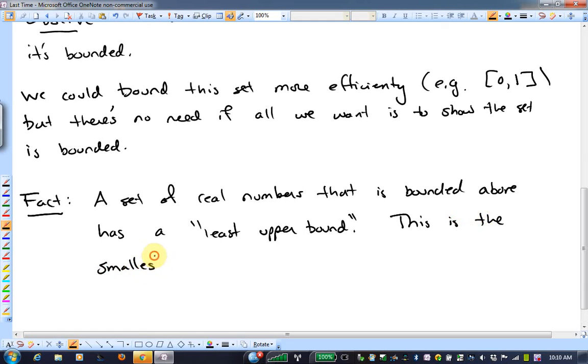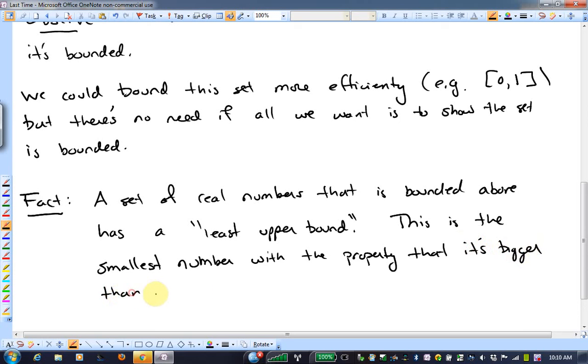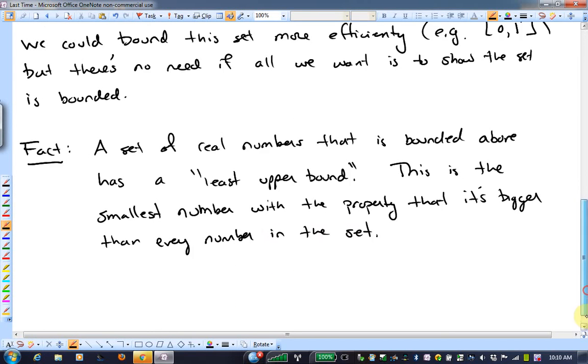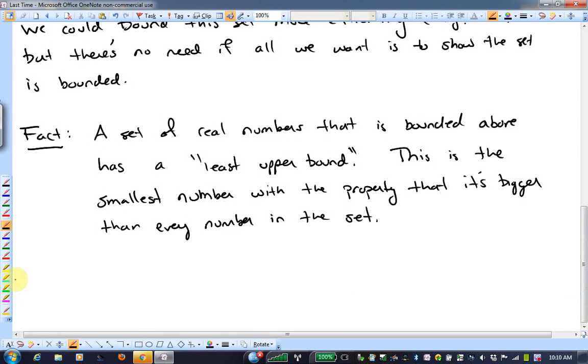So you have to parse this carefully. This is the smallest number with the property that it's bigger than every number in the set. Okay, so let's look at a little example.